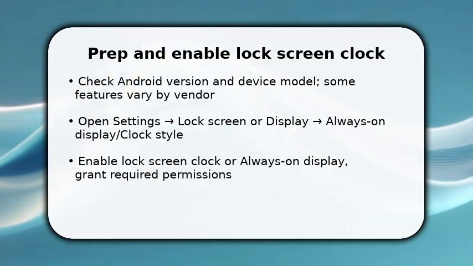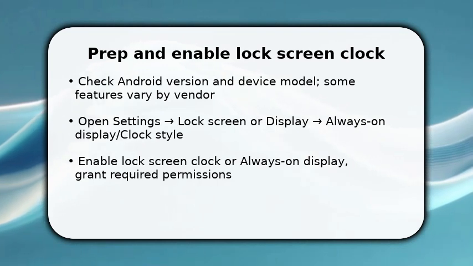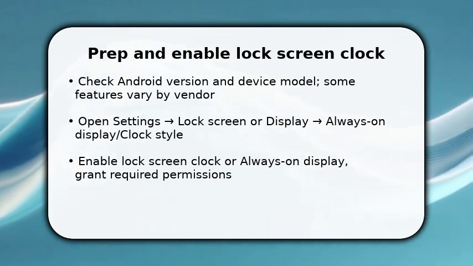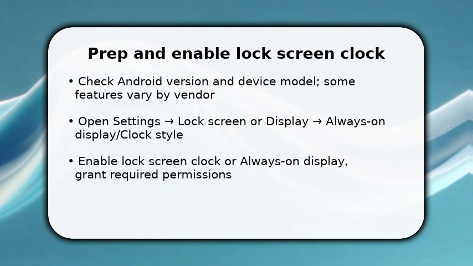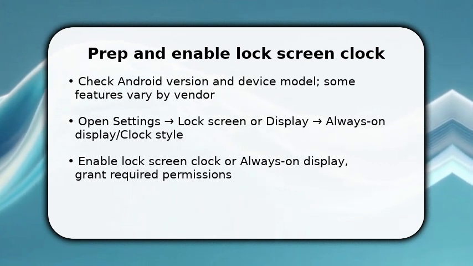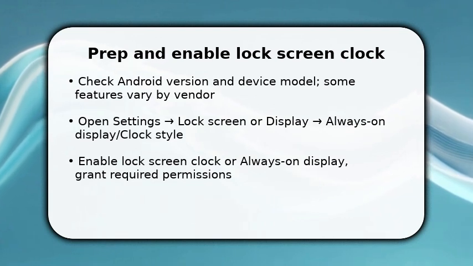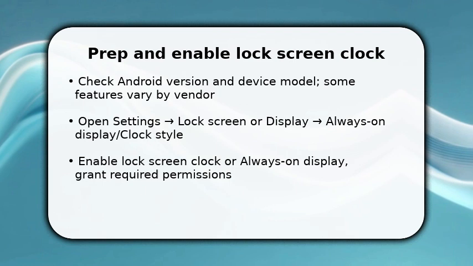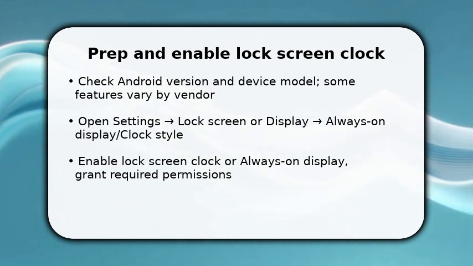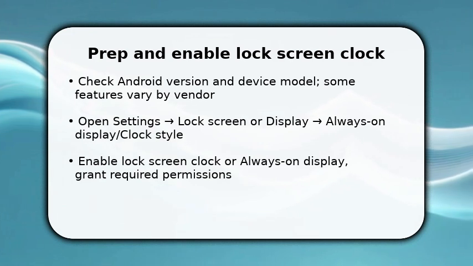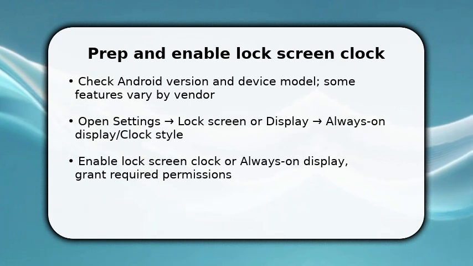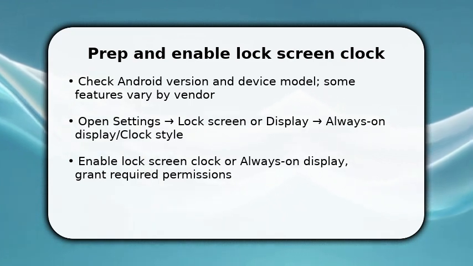You start by confirming your phone supports a customizable lock screen clock and that you're on the correct Android build. Open Settings and go straight to Lock Screen or Display, then to Clock Style or Always On Display. Tap to enable the feature and accept any permission prompts for lock screen widgets or Always On Display. Once done, choose a basic clock mode so you can test quickly. This gets the clock visible while we proceed to customize its behavior.